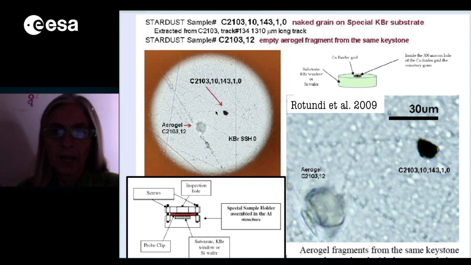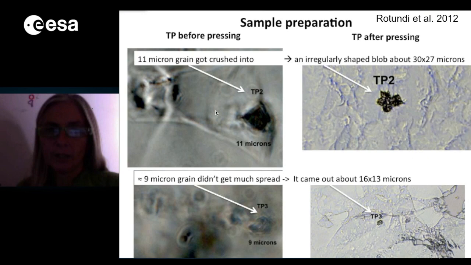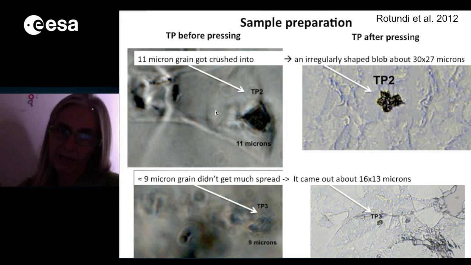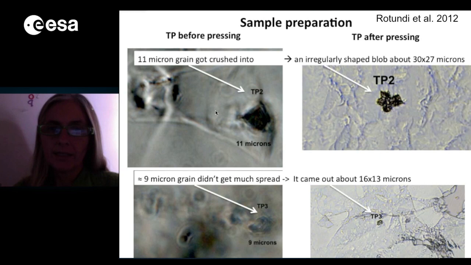And now here, this is the preparation, a bit different from the first two sets of grains, of the grains extracted from the more carrot-like track. In this case, we analyzed two terminal particles, what we call here TP2 and TP3. You see the dimensions were 11 microns in this case and 9 microns in this case.